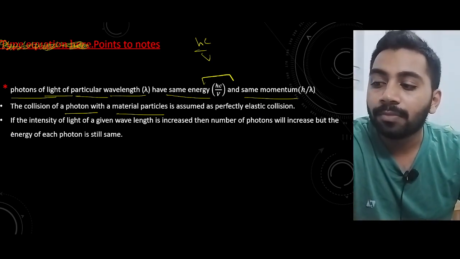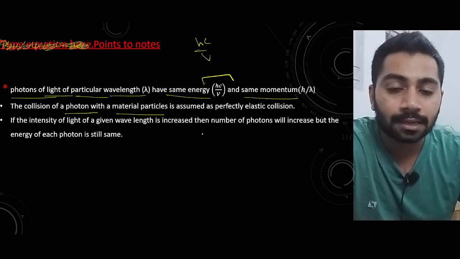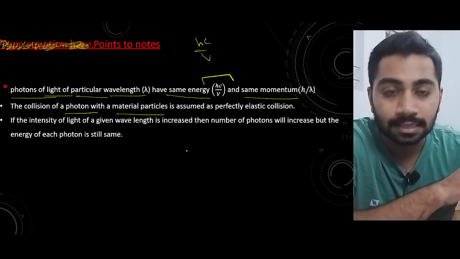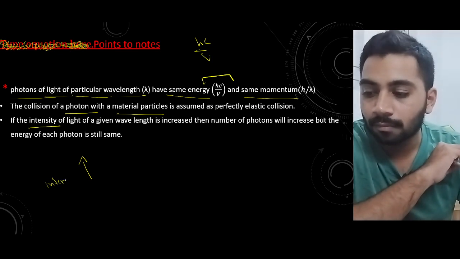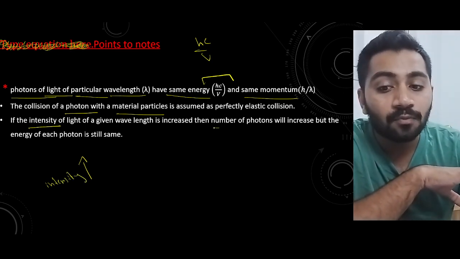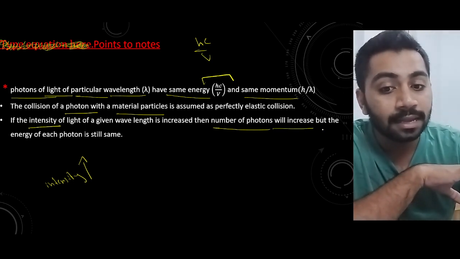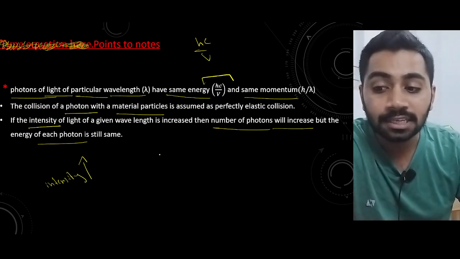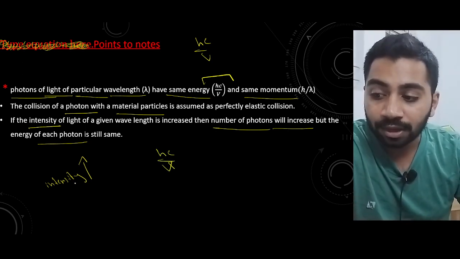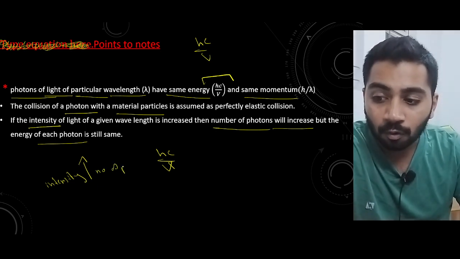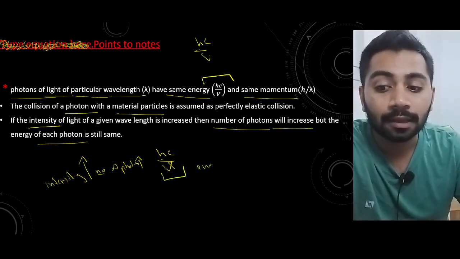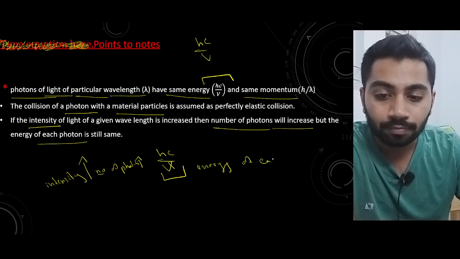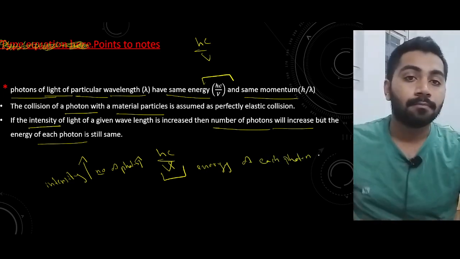This you remember. Now, if the intensity of light of a given wavelength is increased, very simple, the number of photons increases, but the energy of each photon remains the same. Clear?